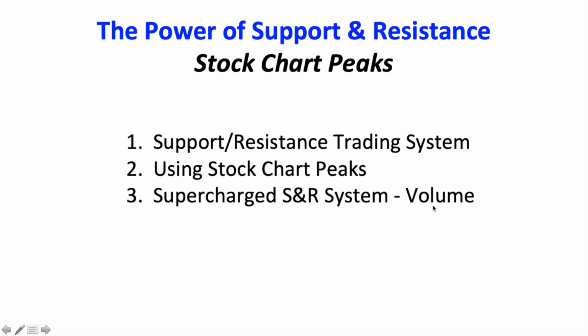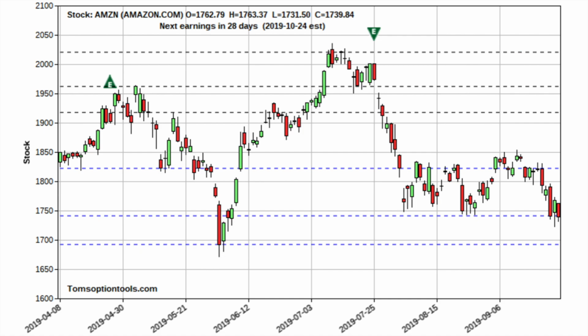Volume equals conviction. I'm going to show you how you can really increase the probability of getting direction right using this very simple system if you couple volume. So let me tell you the system here. This is that same chart on Amazon. This is what you want to do. You want to use these lines as entry and exit points.